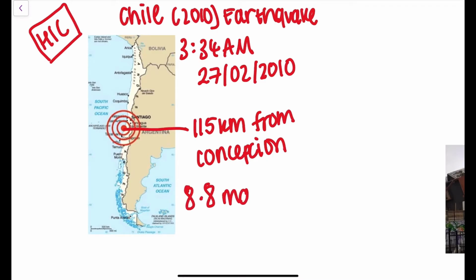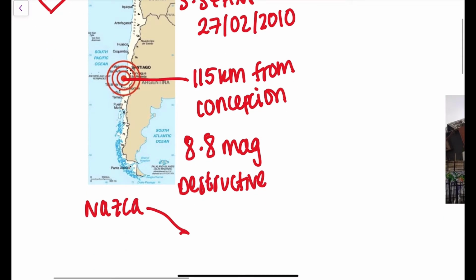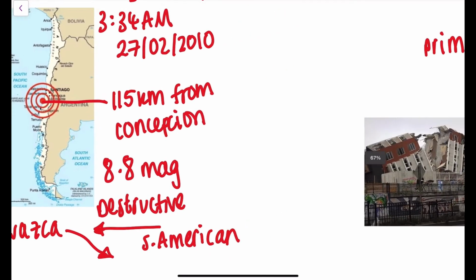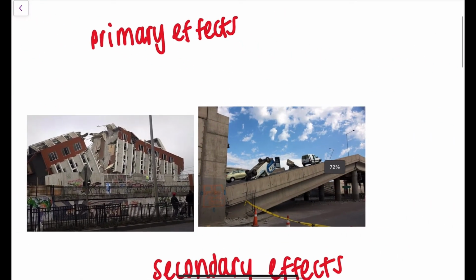case study. However, we'll see contrasts in primary and secondary effects and also responses with this case study. Now, this occurred because of a destructive plate boundary, whereby the Nazca plate subducted beneath the South American plate. So remember, two plates colliding, one subducts, and the Nazca plate is the one that subducts in the case of the Chile earthquake in 2010. Now, we'll first start off by looking at primary effects.